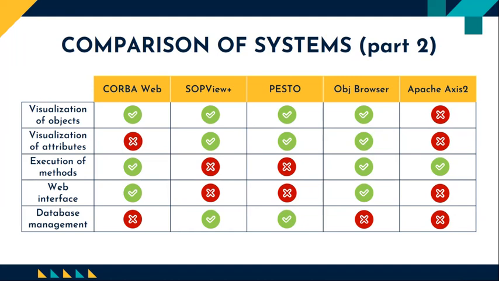The next feature is web interface, which indicates that the system provides a web interface in which the user can view the methods of the remote objects. And finally, the feature database management, which refers that the system is able to navigate through object databases or repositories.